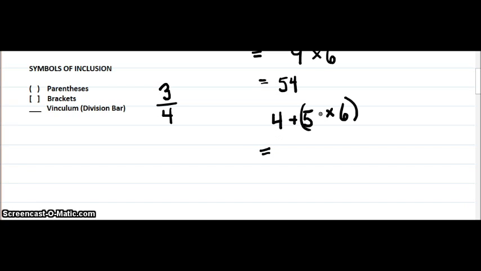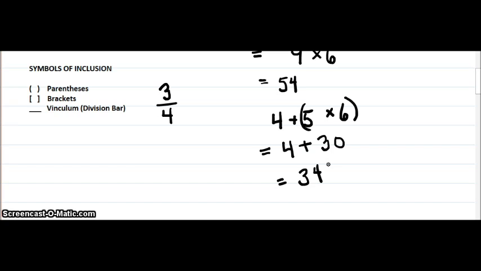This expression right here is equal to 4 plus, and now we're going to perform this operation. We're going to do the multiplication. 5 times 6 is 30. And now we will say 4 plus 30 is equal to 34. Okay?